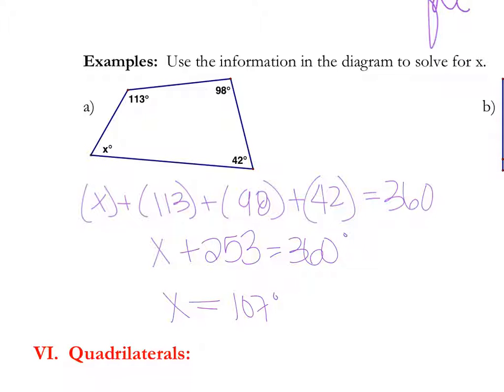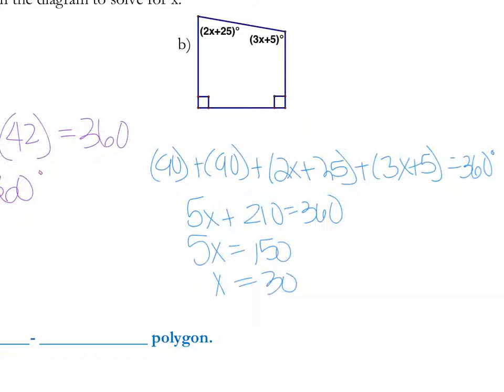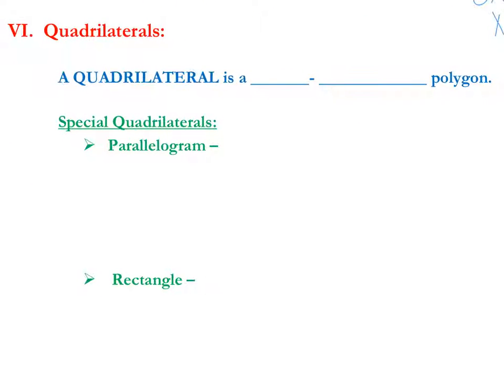All right, go ahead and pause the video. Let's try B on our own and share with our partners. So hit pause now. All right, here's what we should have gotten: x equals 30. Be careful. You had to make sure that you added up 4 angles. So 1, 2, 3, 4, and these 2 angles both represent 90 degrees. All right, let's now start talking about quadrilaterals.